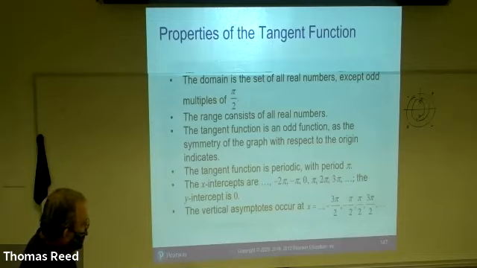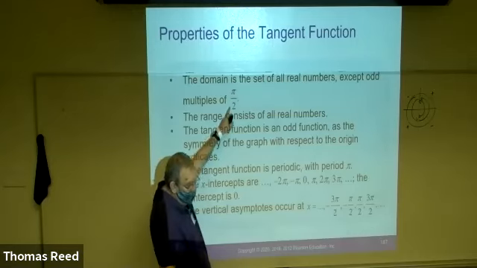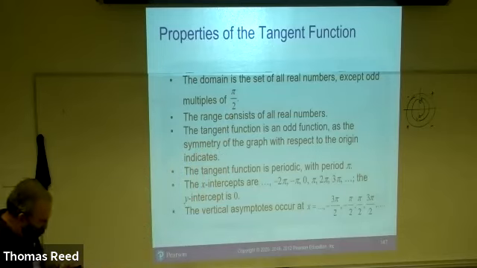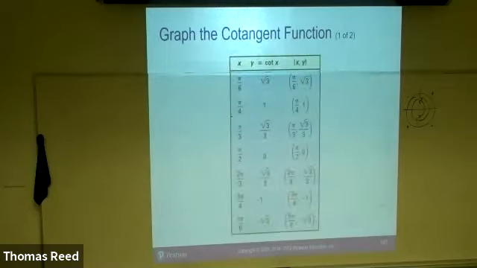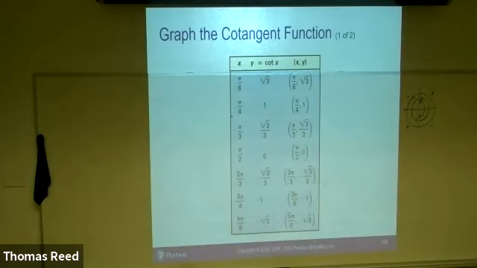And the vertical asymptotes. The vertical asymptotes occur at odd multiples of pi over 2. So where the function does not exist, that is where the asymptotes are. Cotangent looks very much like cosine, but it's a reciprocal of it.